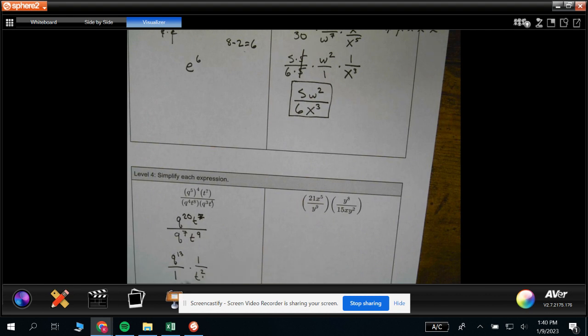What does this work out to be? Our final answer? Q to the 13th over T squared. We don't need the 1's.